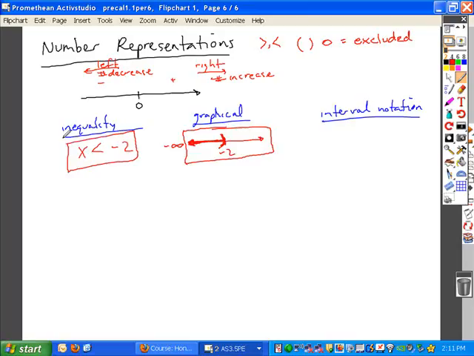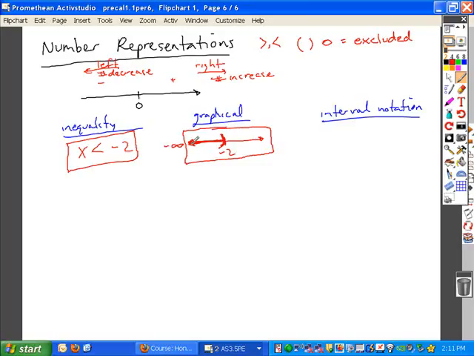The final notation form is one that is probably new to everybody, and that's interval notation. With interval notation, you're going to take a look at the critical points. You'll start with the furthest to the left. So in this interval here, what number is furthest to the left?